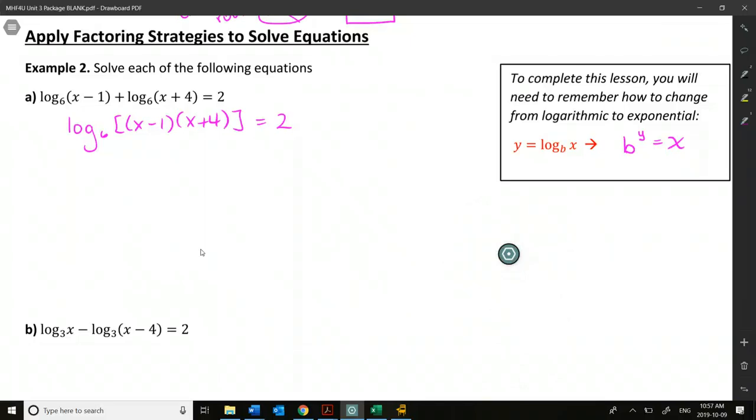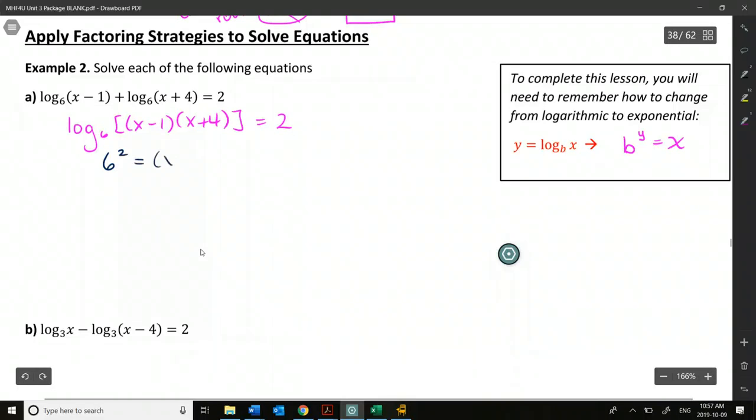Log base 6 of x minus 1 times x plus 4 equals 2. 6 to the power of 2 equals x minus 1 times x plus 4. Awesome. Okay, so we're switching into exponential form here.